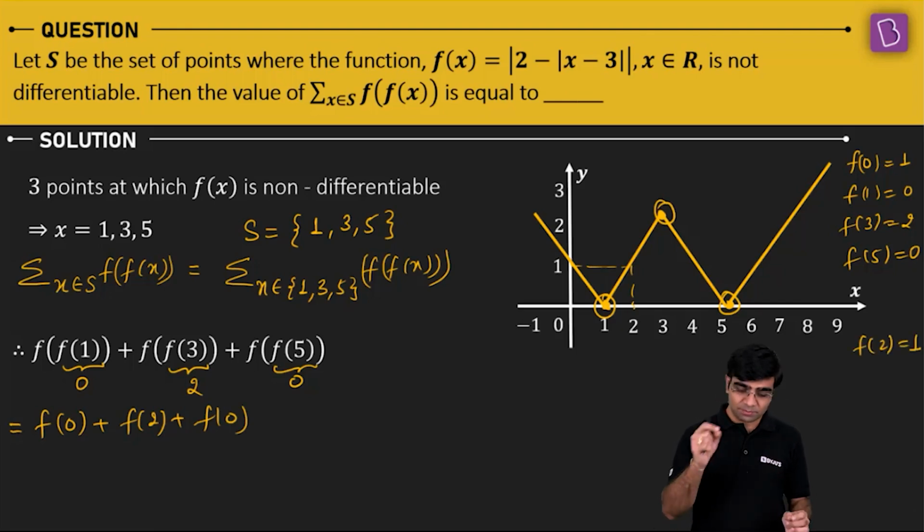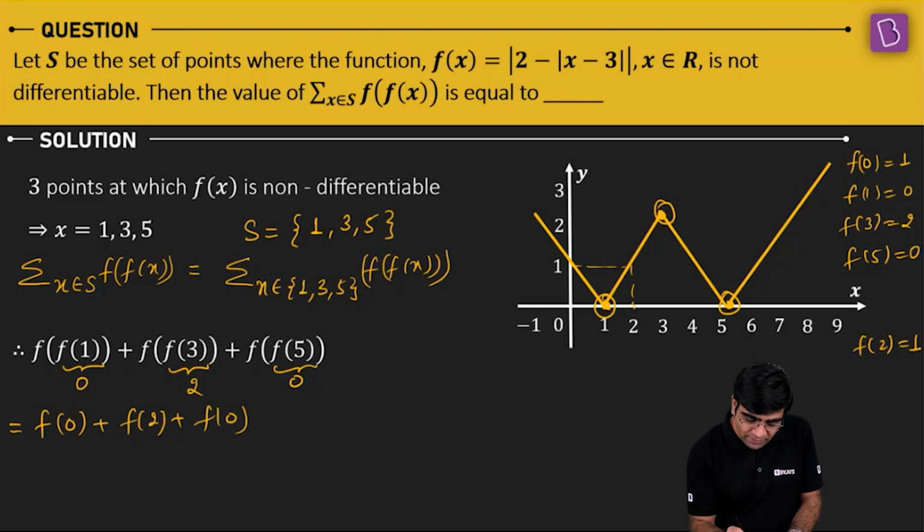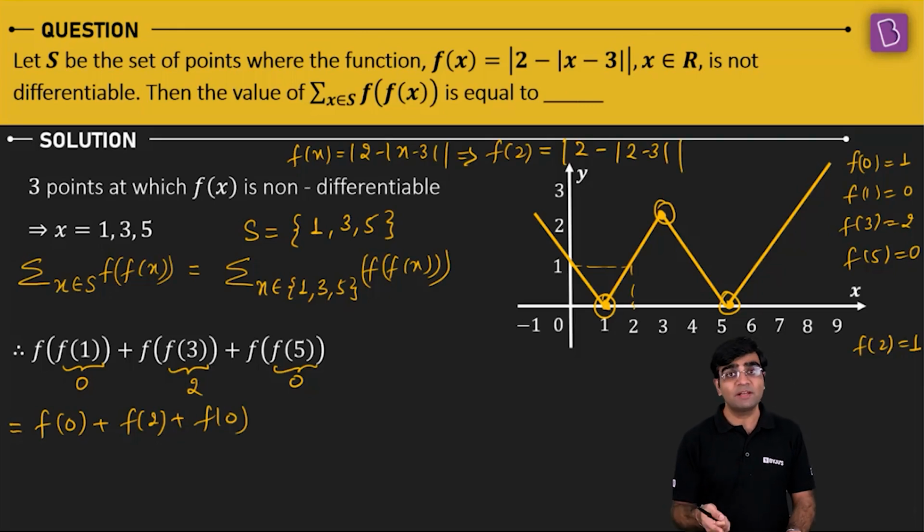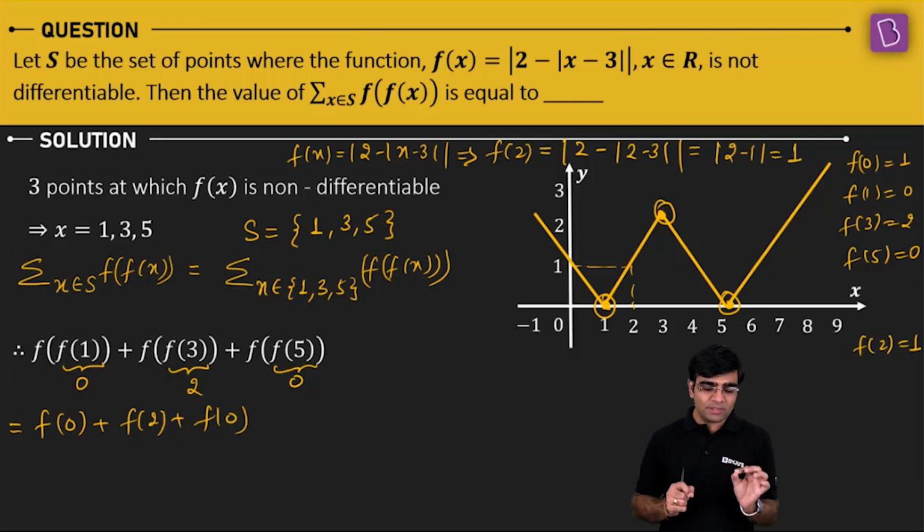You can also do it by just plugging in the value. Check for f of 2. If I take the definition, the definition for f of x was mod of 2 minus mod of x minus 3. So if I put f of 2, that will be mod of 2 minus mod of 2 minus 3. What is 2 minus 3? Mod of minus 1. Mod of minus 1 is 1. So we get mod of 2 minus 1, or simply 1. So f of 2 turns out to be 1.